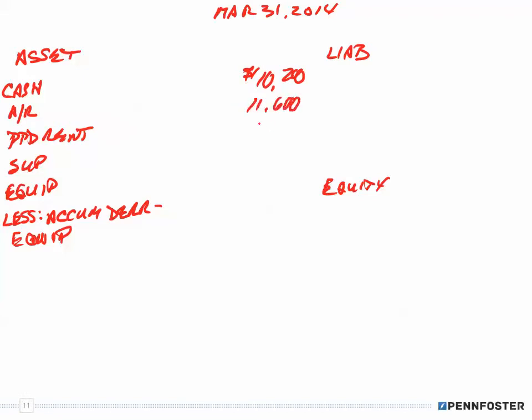11,600, 1,000, 1,300 for supplies. Okay, now when it comes to equipment, notice that we have a mathematical calculation because we have equipment less the accumulated depreciation.